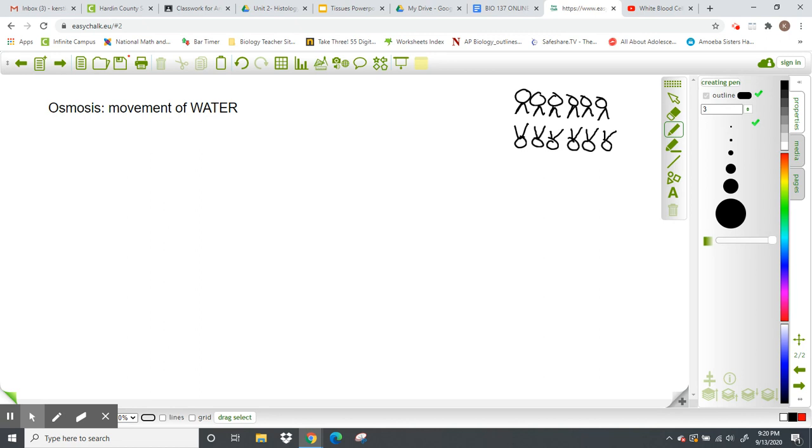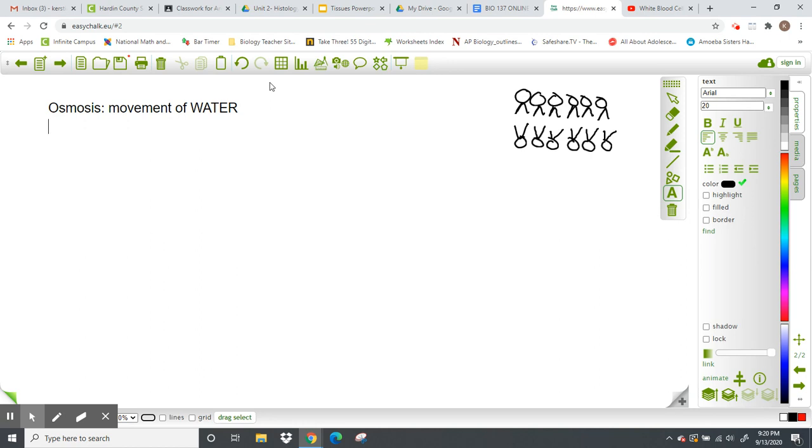But water is one of those things that needs to be able to move quickly. So a lot of the water movement in a cell is going to be happening through a protein called an aquaporin. This is a protein embedded in the cell membrane, and it's going to move water at a much greater rate than if water were to just move through that cell membrane all by itself.